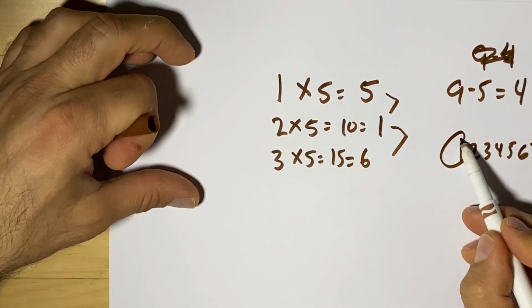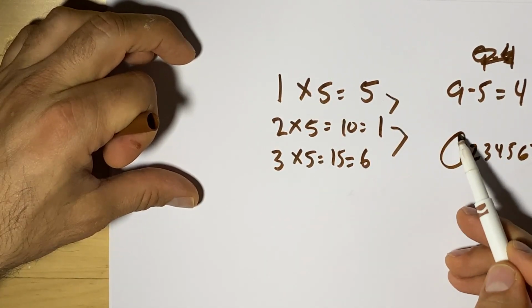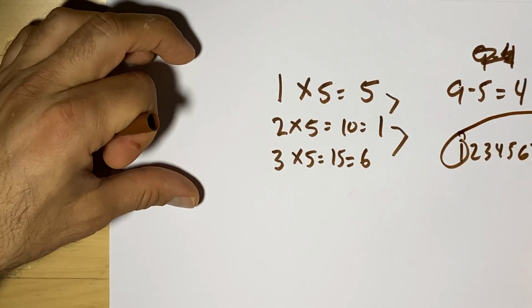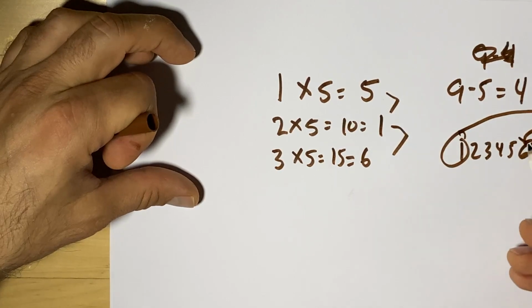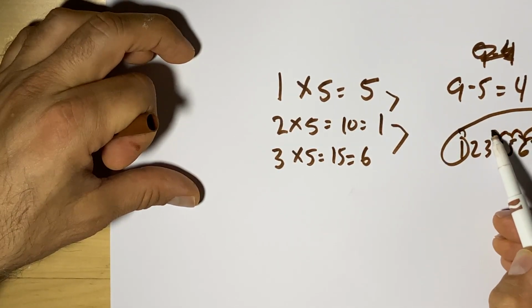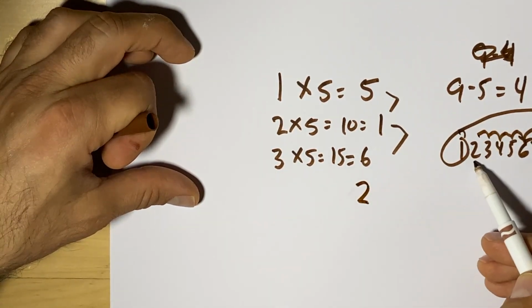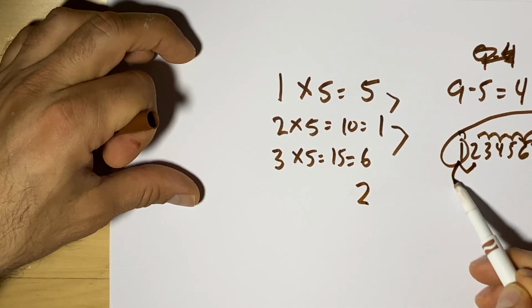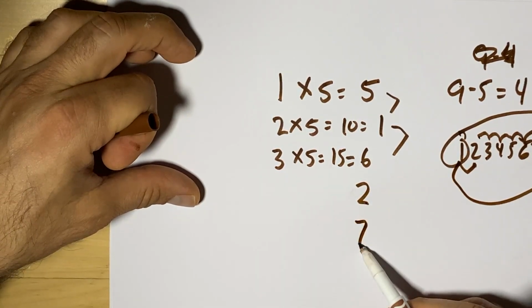So if I'm at 1 and I need to go backwards, I'm going to jump backwards 1, 2, 3, 4, and end up at 6. So the next one I'll jump back 1, 2, 3, 4. It's going to be 2. And then from 2, 1, 2, 3, 4, it'll be 7.